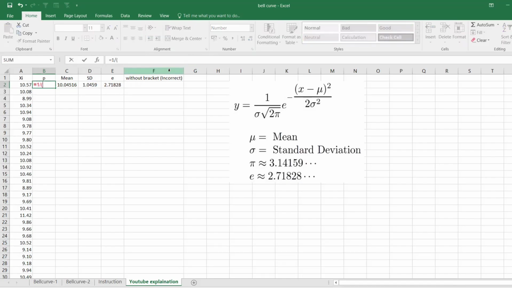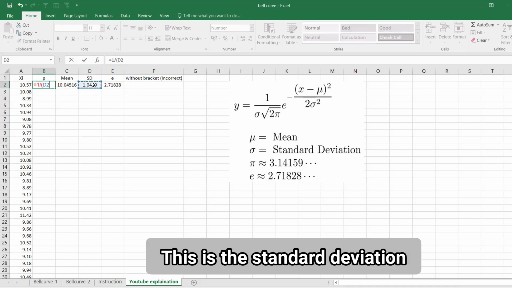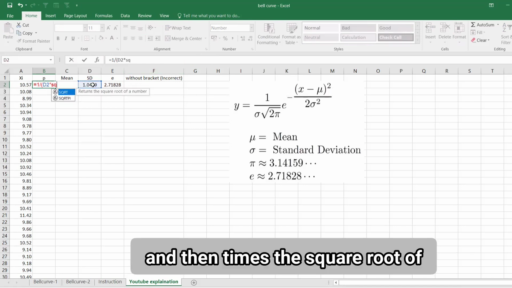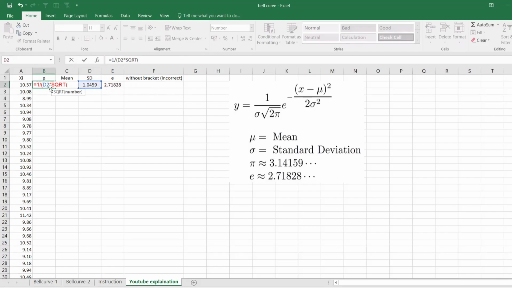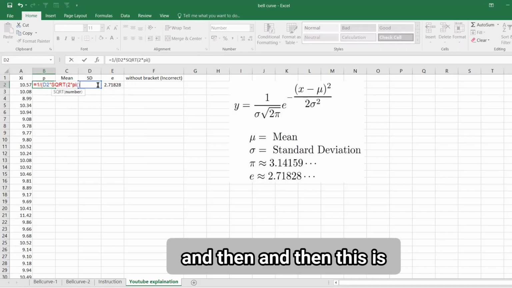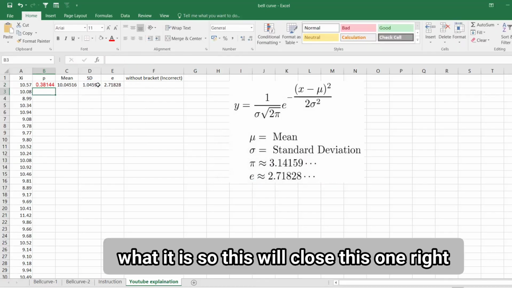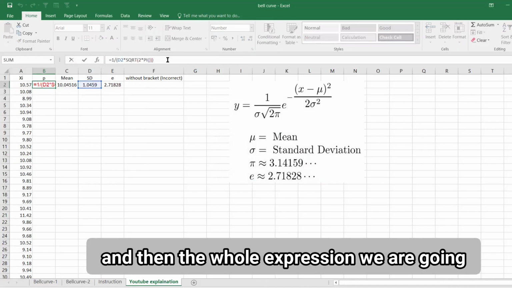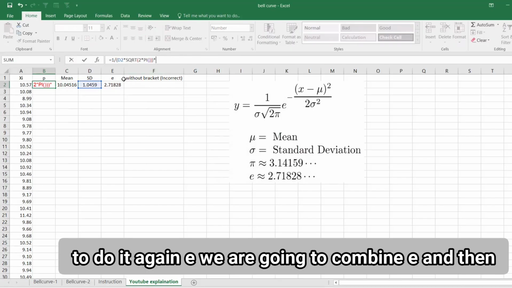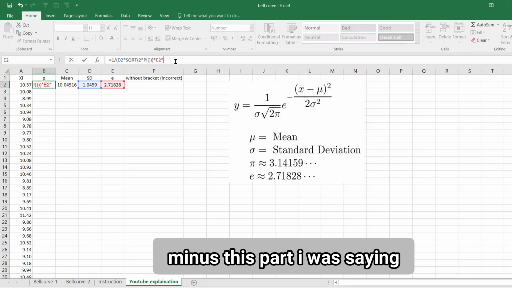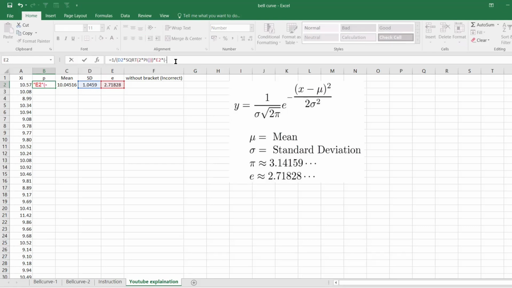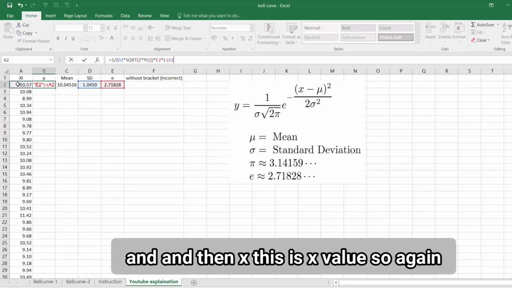So, one divided by standard deviation, this is the standard deviation, and then times the square root of 2 into pi, where pi is pi, and then this is what it is. So this will close this one, right? And then the whole expression we are going to do again. We are going to combine E, and then minus this part. I was saying that we can apply minus here, and then x, this is the x value.